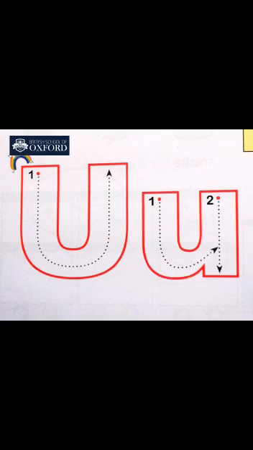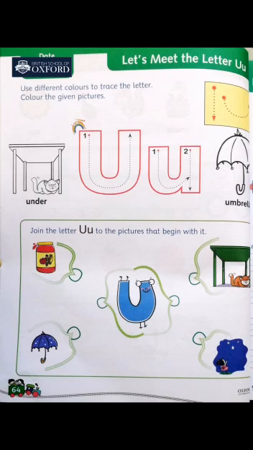A up, A umbrella, A under. Its sound is A. Look here, U is here for you. First one capital letter is here that called U, and small letter its sound is A. A under, A umbrella.